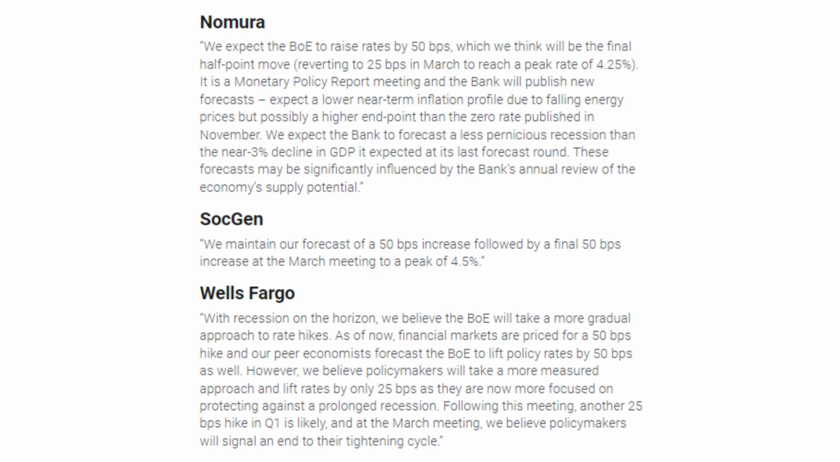Wells Fargo. With recession on the horizon, we believe the BOE will take a more gradual approach to rate hikes. As of now, financial markets are priced for a 50 bps hike and our peer economists forecast the BOE to lift policy rates by 50 bps as well. However, we believe policymakers will take a more measured approach and lift rates by only 25 bps as they are now more focused on protecting against a prolonged recession. Following this meeting, another 25 bps hike in Q1 is likely, and at the March meeting, we believe policymakers will signal an end to their tightening cycle.